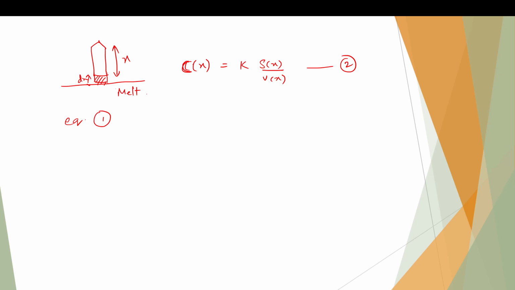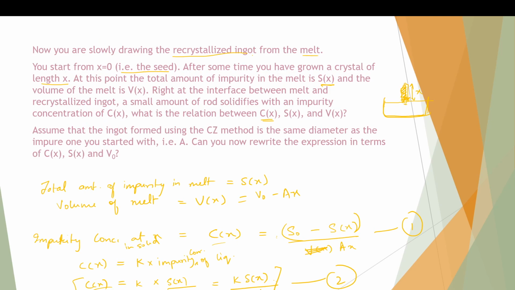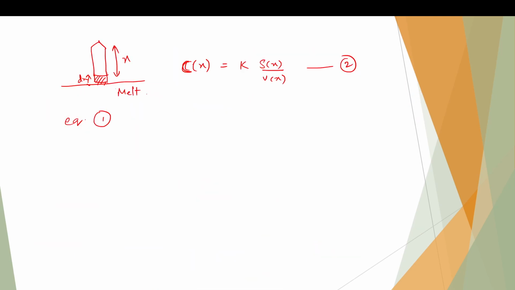If we are writing it only for this portion, how do we write it? So what did we write here? S naught minus S of x, that was the impurities in the solid, right? So here, instead of writing the impurities in the solid as a whole, we can say that ds is the change in number of impurity atoms in the melt.